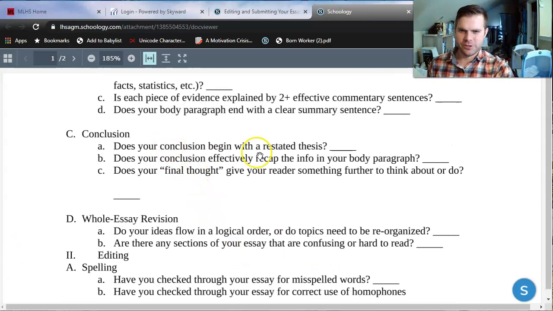Then for your conclusion, do you restate your thesis? A lot of you in your outlines just wrote your thesis again. When you restate, please make sure that you are using different words or at least a different word order just to make it fresh.